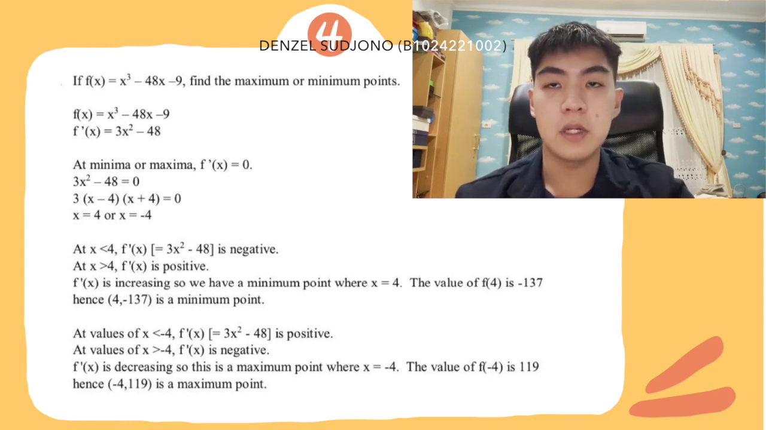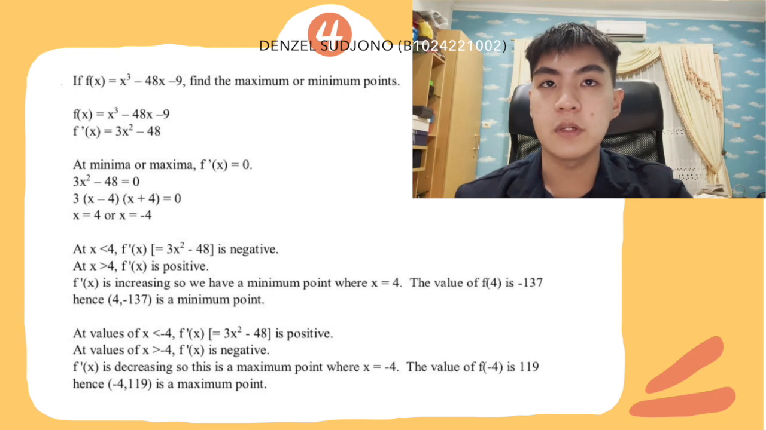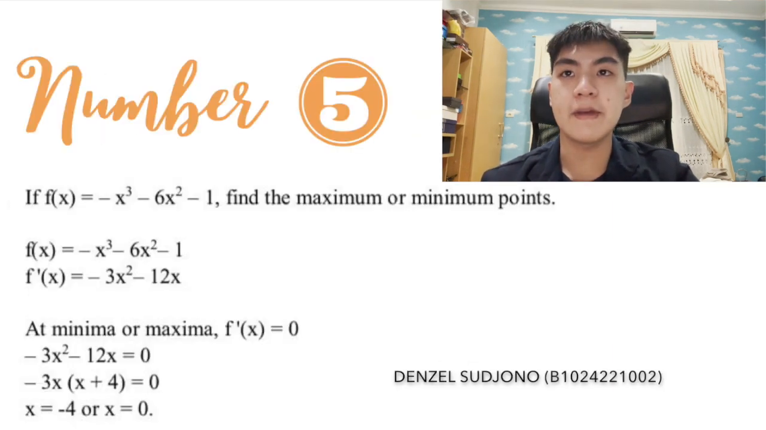And then to find the maximum point, at values of x less than -4, the value of the first derivative is positive. And at the values of x more than -4, the value of the first derivative is negative. The first derivative of the function is decreasing, so this is a maximum point where x equals -4. The value of the function at -4 is 119. Hence, the maximum point will be (-4, 119).